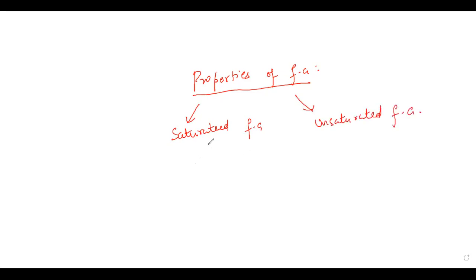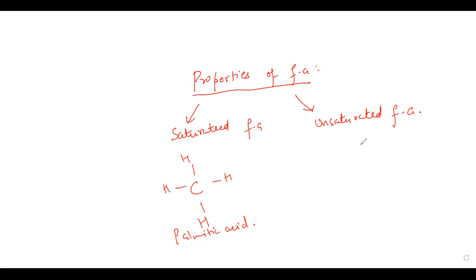What are saturated fatty acids? Saturated fatty acids are those fatty acids in which all the internal carbon atoms possess hydrogen groups. All of the bonds are saturated by the hydrogen groups. For example, palmitic acid. Palmitic acid is the best example of a saturated fatty acid.